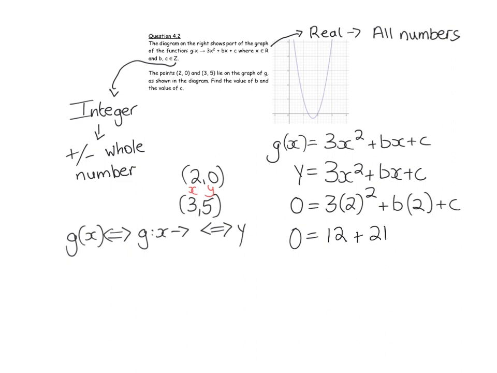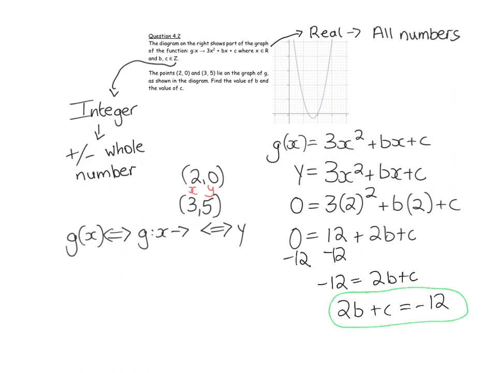plus 2b plus c. So I'm going to change this so that we have the number on one side and the two unknowns on the other. So we'll minus 12 from both sides, and we'll end up with minus 12 is equal to 2b plus c. And I'm going to rewrite that with the minus 12 on the right hand side. Perfect. Now I'm going to put a little box around that so we can come back to it. Now that's the first point subbed in.